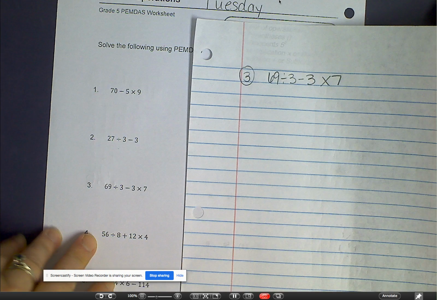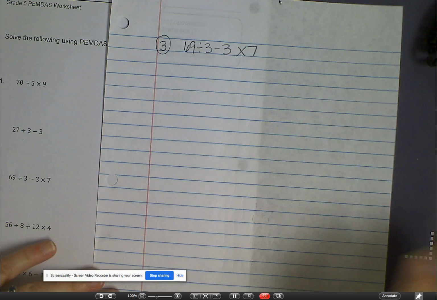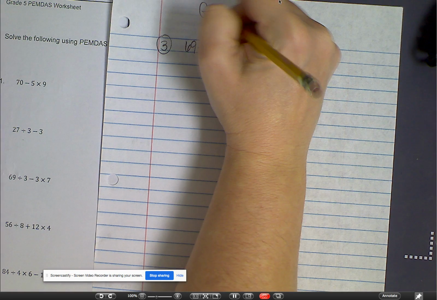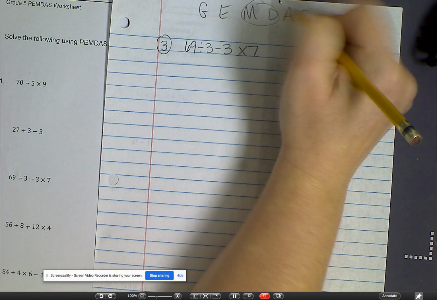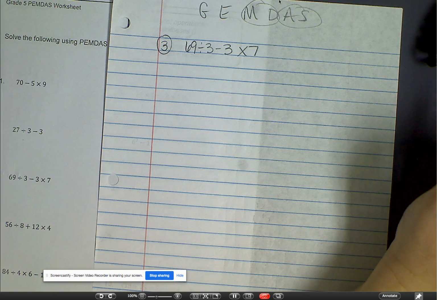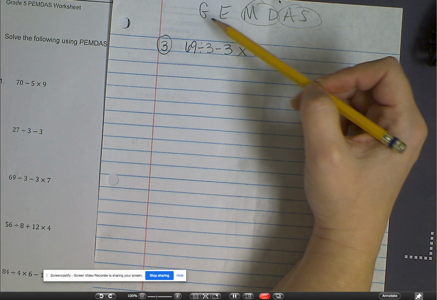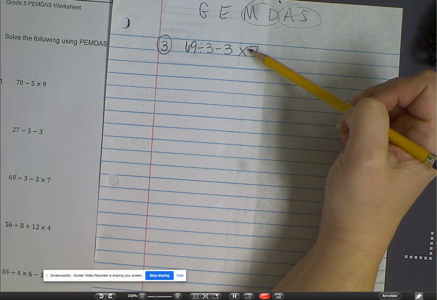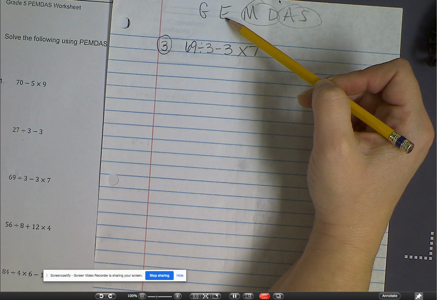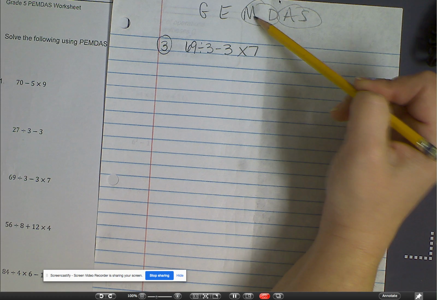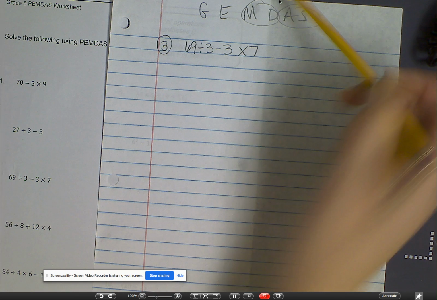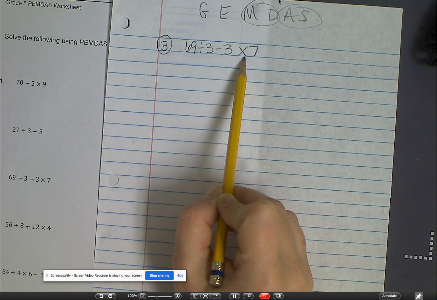Okay, so this is what you're going to do. You're going to write across your paper GMDOS so you can go through each thing, and these 2 go together. Then you're going to ask yourself, are there any grouping symbols? No. So move on. Are there any exponents? No. Move on. Is there any multiplication or division? Yes, there's multiplication and division.